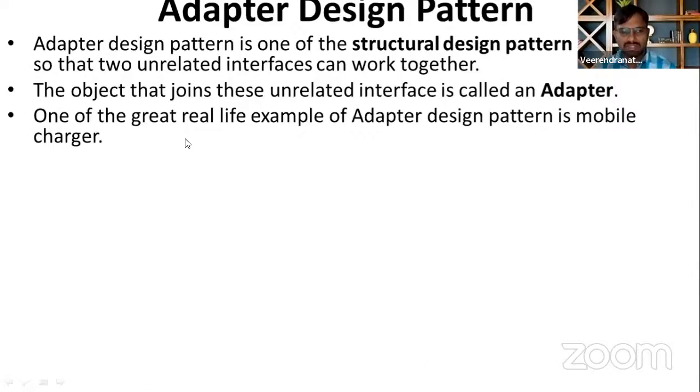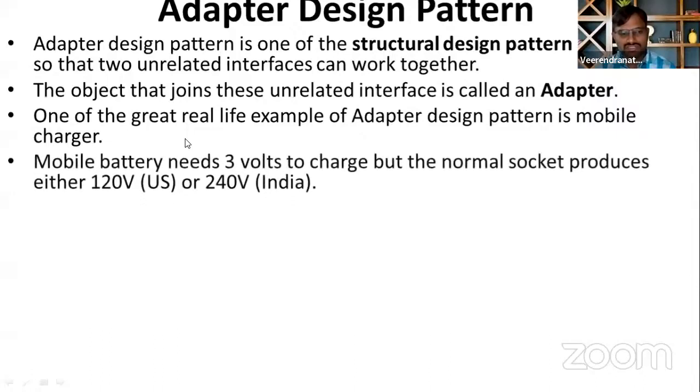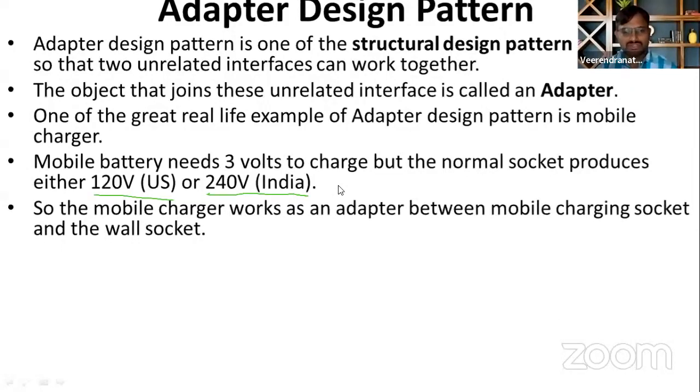If you look at a general real example, we can take the mobile charger. How is the mobile charger related to this? Basically, a mobile battery requires 3 volts to charge, but the normal socket produces 120 or 240 volts. In India we have 240, but in countries like the US we have 120. We require only 3 volts, and if you directly charge with 240 volts, it will be burnt. That is why we have an adapter between the mobile charging point and the wall socket.